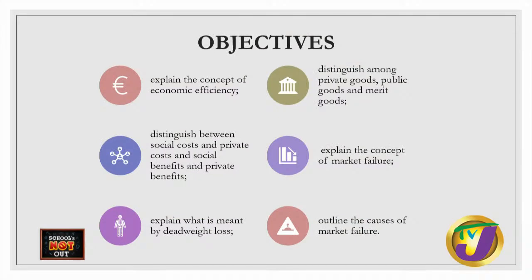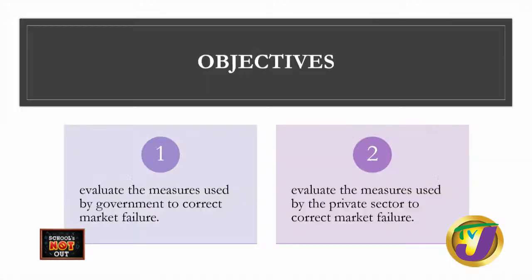We will look at distinguishing between different types of goods, so private goods, public goods, and merit goods. We will look at the concept of market failure and what it means, and we will outline some of the causes of market failure. Then we will look at measures that are used to reduce or to intervene when there is market failure. And we'll also look specifically at the measures used by government and private sector.